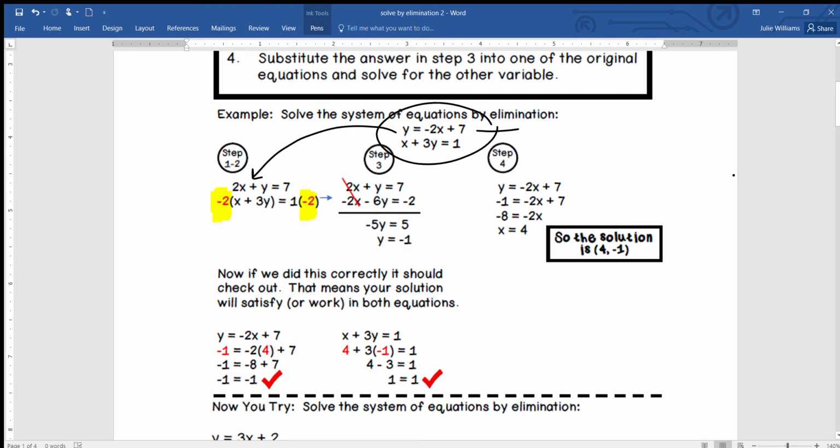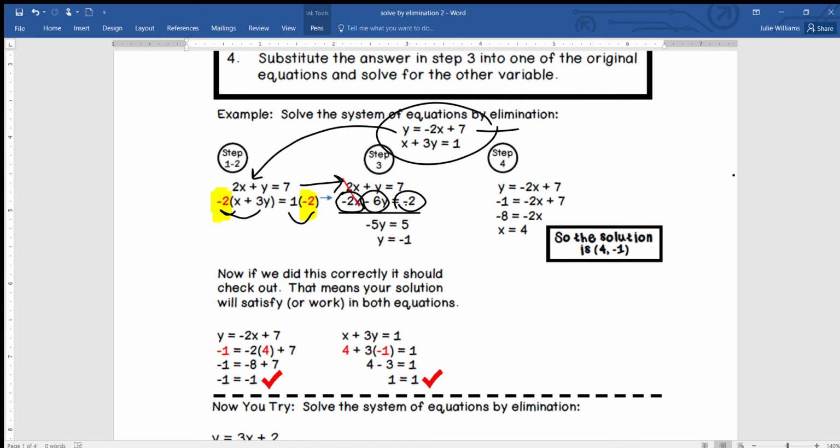Okay? So you can see then they use the distributive property. -2 times x is -2x. -2 times 3y is -6y, and then -2 times 1 is -2. So that's how they did that. They left this equation exactly the same. They didn't need to do anything to that one because they were multiplying the bottom one by something to get the x's to cancel out.